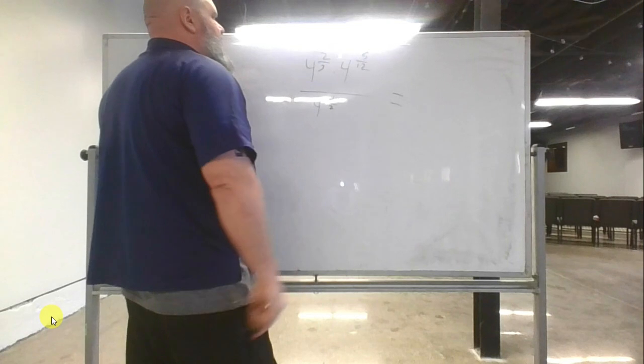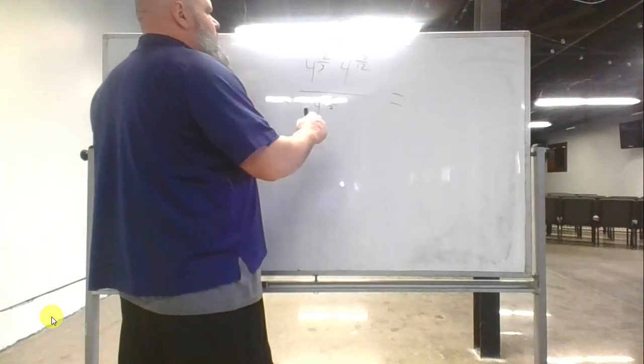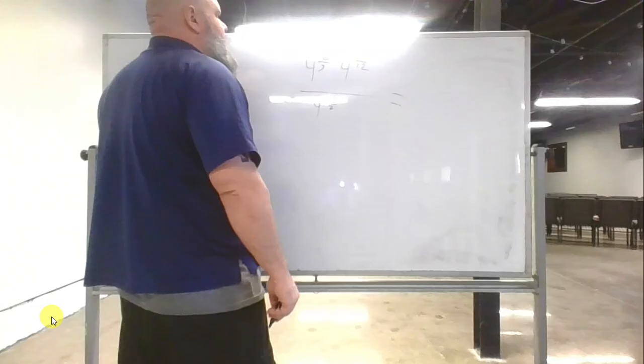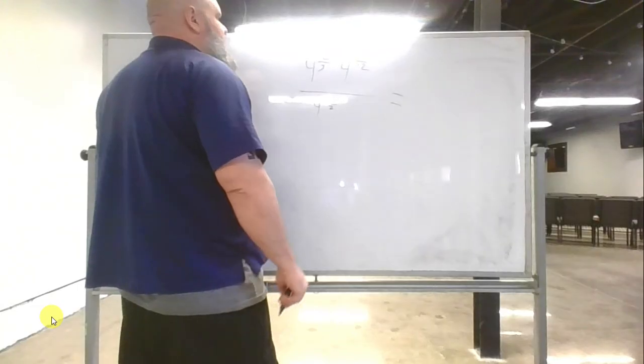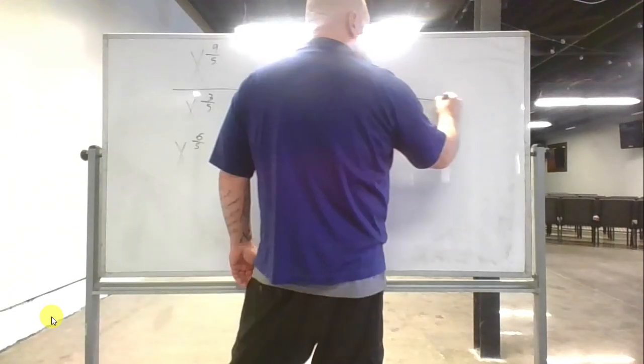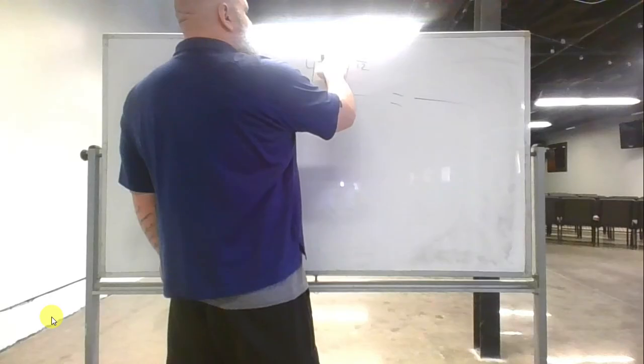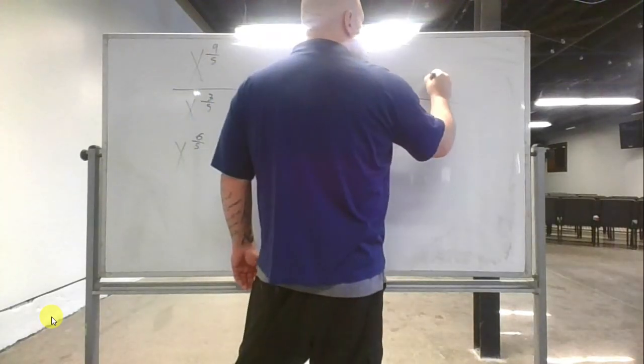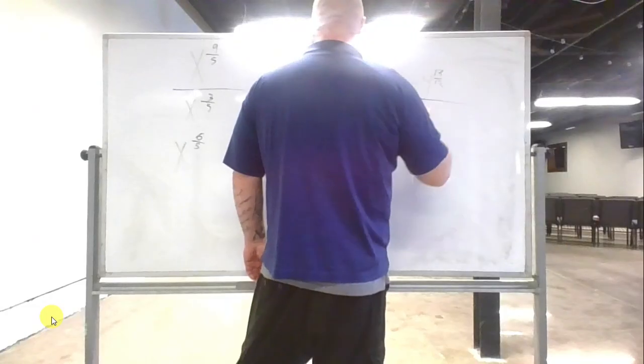Well, now we need to subtract. So we have to do 13/12 minus 1/2. Well, think of 1/2 with common denominator 12. That's going to be 6/12. You're going to have 4 to the 13/12 power minus 4 to the 6/12 power. That is going to give us 4 to the 7/12 power.